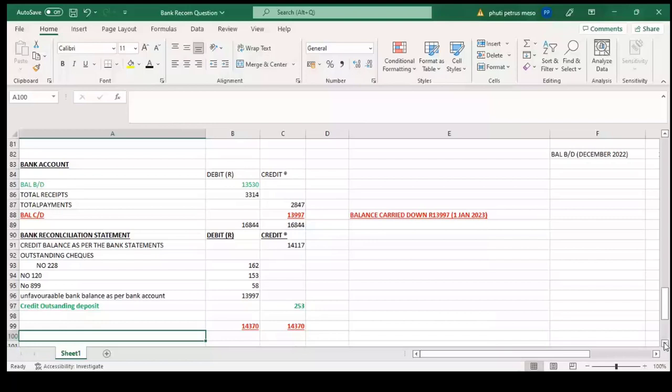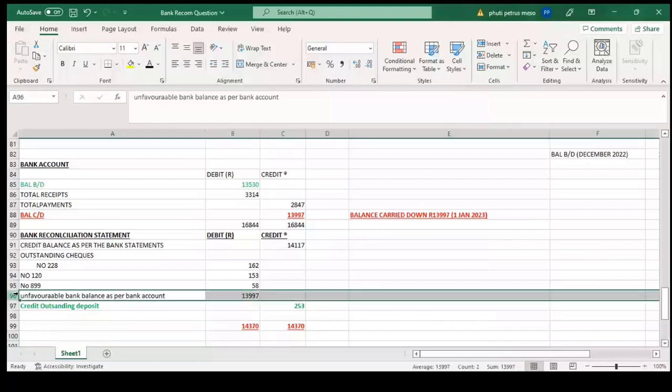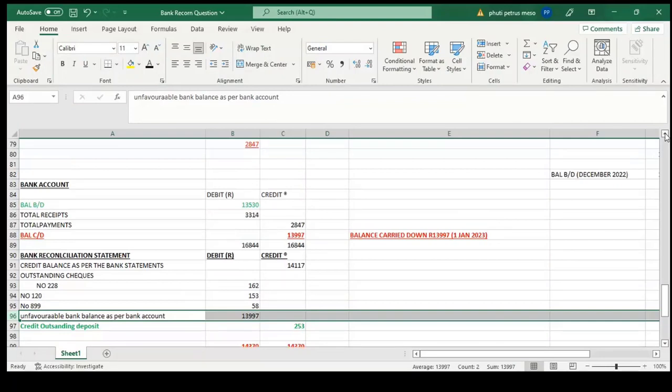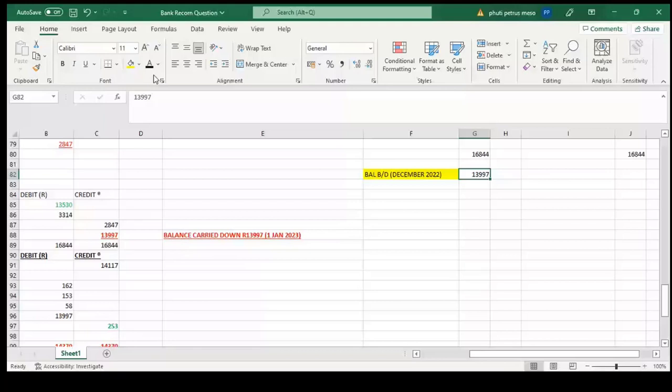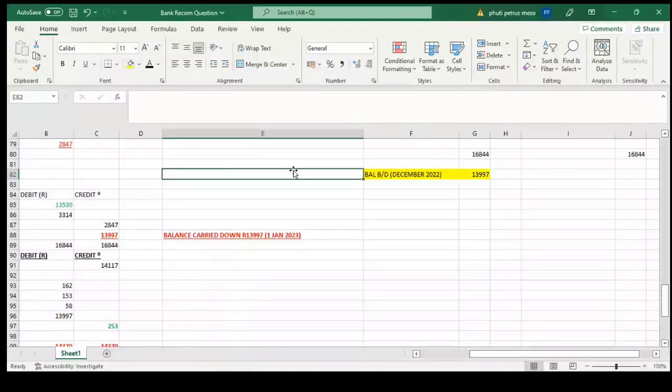But the nice part is, let's look at the unfavorable bank balance, 13,997. We took it directly from the bank account. You remember this? Our balance carried out. You all remember this? Everybody happy? Okay, all right. Who doesn't understand this part of the bank reconciliation statement? Who needs clarity? Who needs help? So everybody is happy.